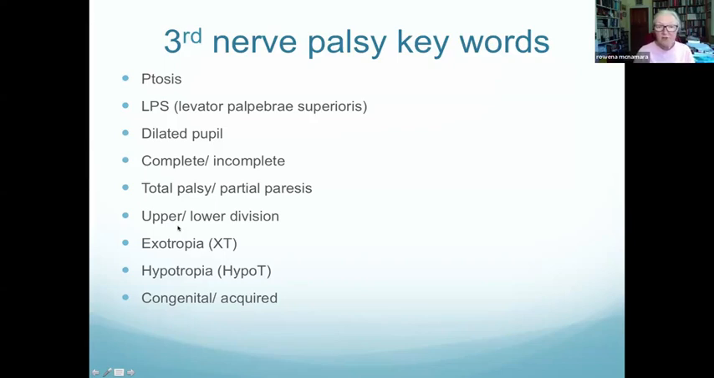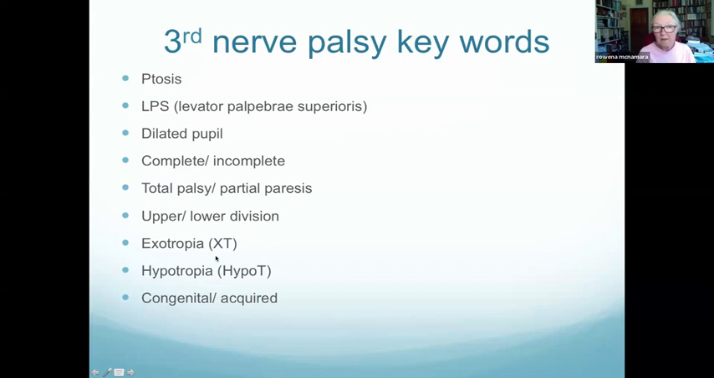The third nerve divides into an upper and lower division. So again, you can get muscle palsies in just the superior rectus and the levator because it's an upper division lesion, or you can get just a lower division being affected, which would be the medial rectus, inferior oblique, and inferior rectus.